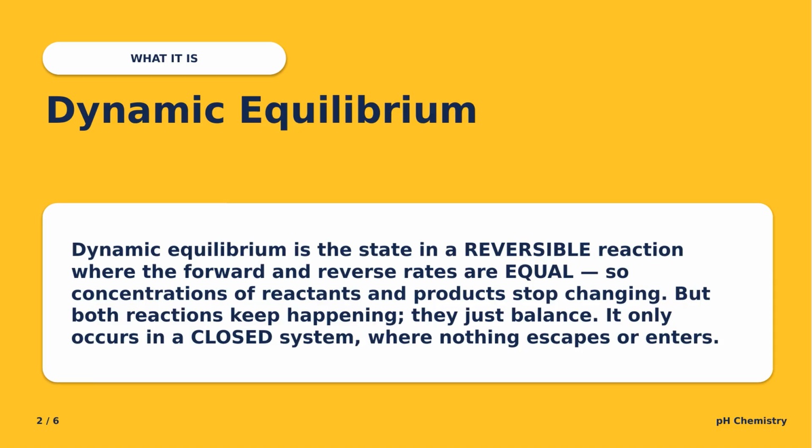Dynamic equilibrium is the state in a reversible reaction where the forward and reverse rates are equal, so concentrations of reactants and products stop changing. But both reactions keep happening. They're just balanced. It only occurs in a closed system where nothing escapes or enters.